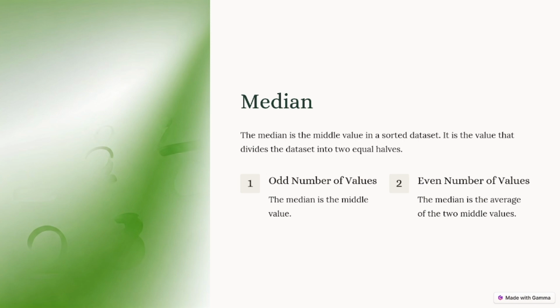So I will show you one example. 1, 2, 3, 4 and 5. So what is the median? We have 5 observations, so the middlemost value is 3. Yes, that is the easy way if you have odd numbers.